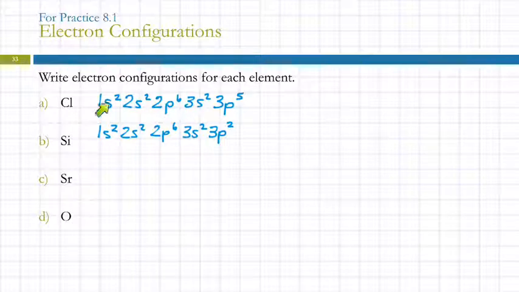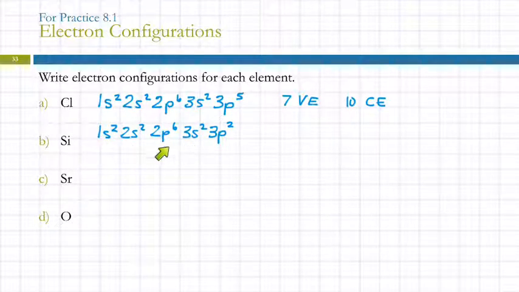And then we could look at these and say, well, how many valence electrons and how many core electrons? Well, chlorine has 7 valence electrons. And how many core electrons? 2 plus 2 plus 4 is 10. So silicon, I wrote that up a little too high. How many valence electrons does it have? 4. How many core electrons? 10.